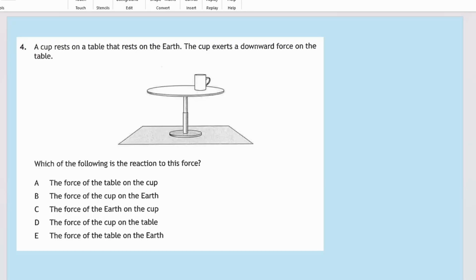Question 4 says a cup rests on a table that rests on Earth. The cup exerts a downward force on the table. Which of the following is a reaction to this force? Whenever you have this kind of question, the rule is if A exerts a force on B, then B exerts a force on A. So, we have the cup exerts a downward force on the table, so the table must exert a force on the cup. So, the reaction to this force is the force of the table on the cup, which is A.